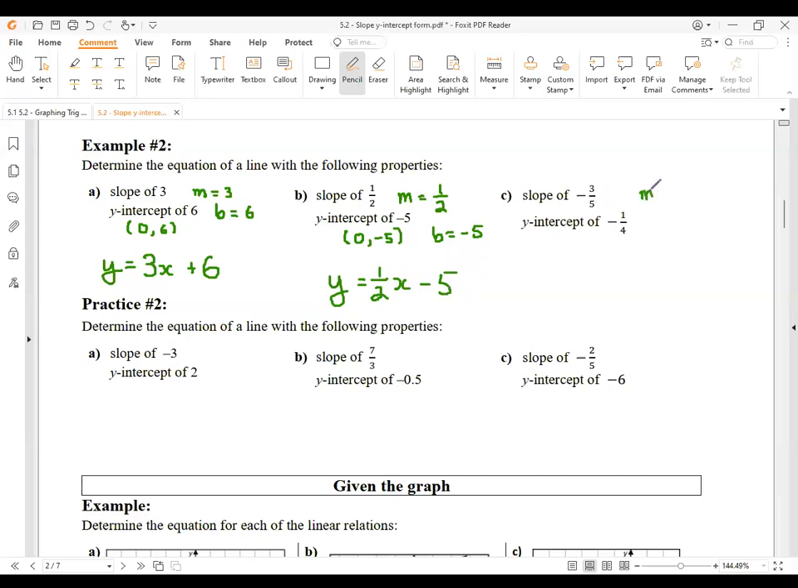Lastly, slope is negative 3 over 5 or 3 over negative 5, whichever. And a y-intercept of negative 1 over 4 means the point is 0, comma, negative 1 over 4. And my b value that I plug in is a negative 1 over 4. My equation, y equals mx plus b, which is minus 1 over 4.